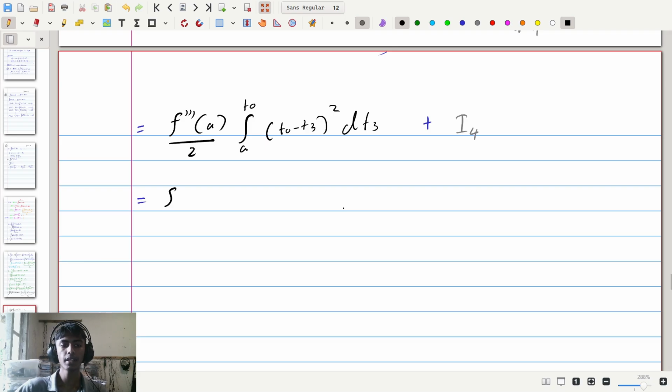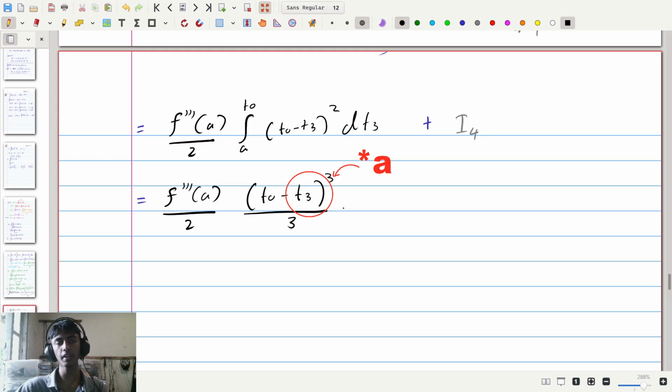This is going to be f triple prime of a divided by 2 multiplied by, and this thing right here is going to evaluate into (t0 minus t3) cubed over 3. You yourself can try using our lemma or baseline integration to find what this thing is. It is this exact value here. And then onto that, we need to add another value of I4.